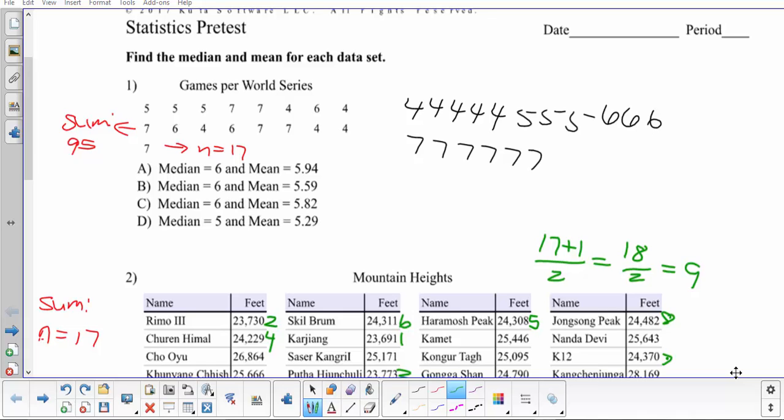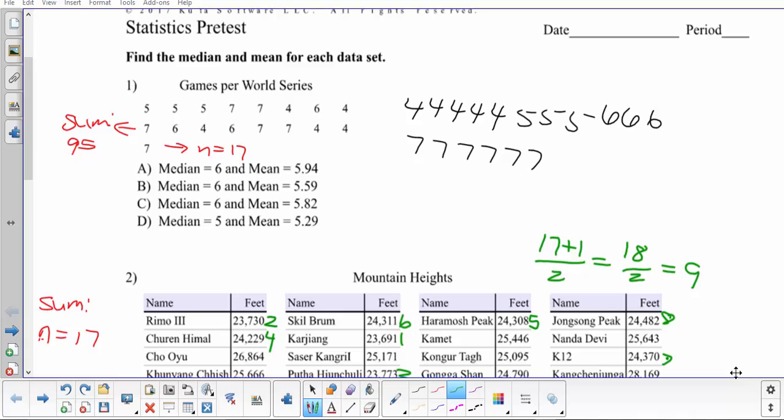You previously completed a statistics pretest testing your knowledge of mean, median, mode, standard deviation, and reading from tables and charts. These are the correct answers and the correct ways to do these problems. Question number 1 asks you to find the mean and median for each data set.